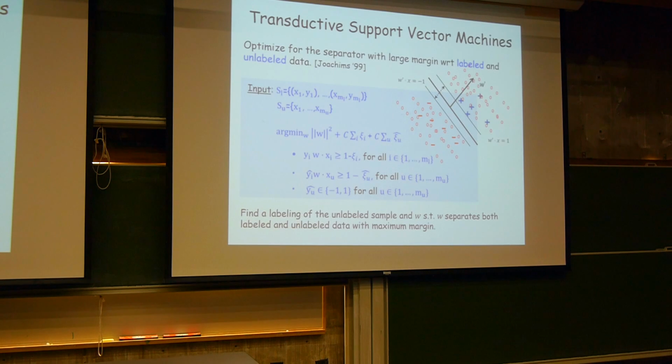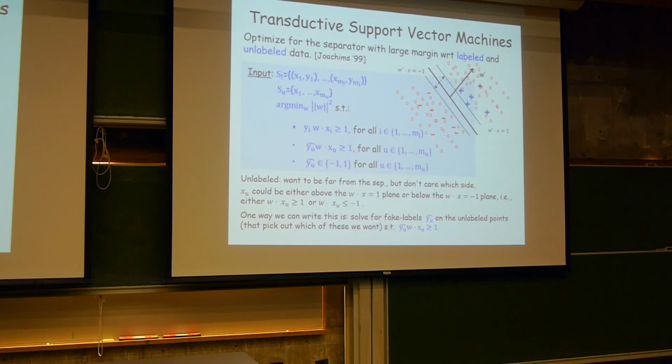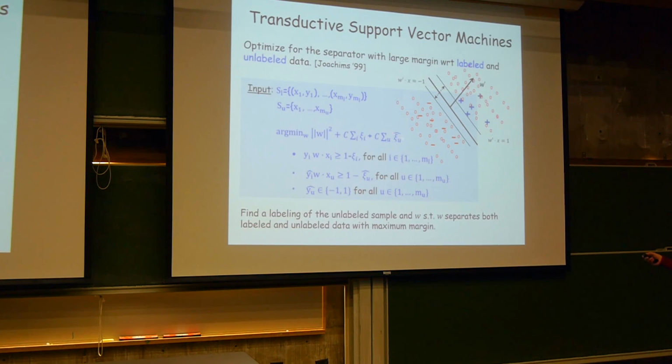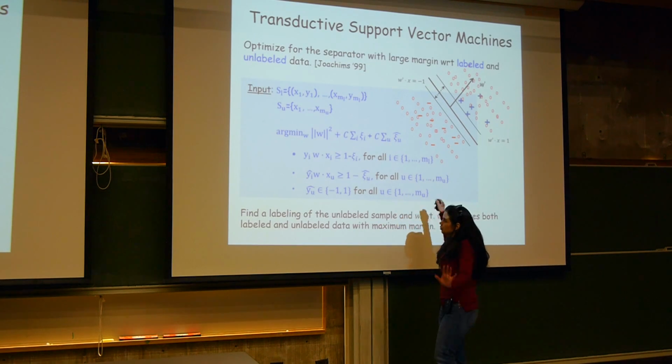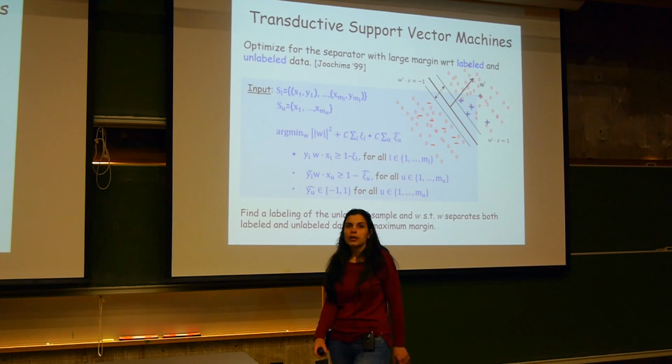All right, and this is the optimization problem written for the case when the data is truly linearly separable. Now, if the data is not linearly separable, then I just need to do the same tricks that I did earlier, just introduce the slack variables in the same way. I'm going to have slack variables both for labeled and unlabeled points, and then I'm just going to try to solve this optimization problem.